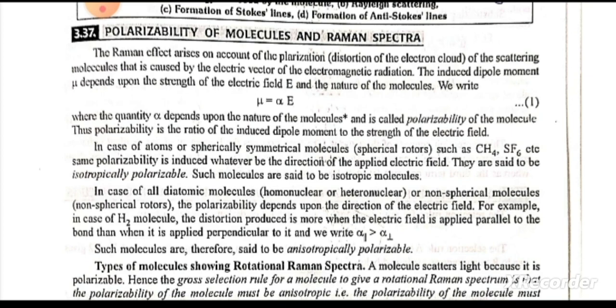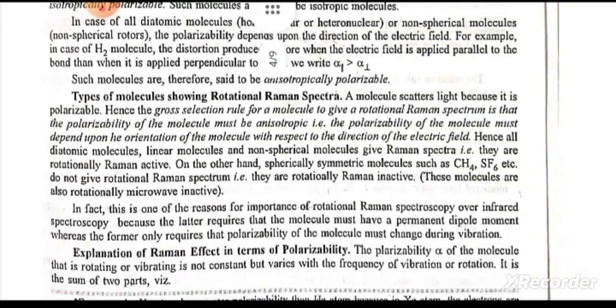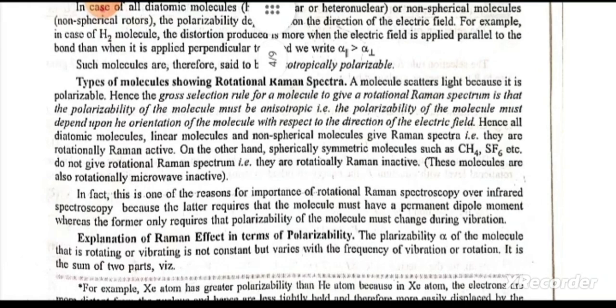Such molecules are therefore said to be anisotropically polarizable. These are the type of molecules showing Raman spectra, rotational Raman spectra: a molecule scattering light because it is polarizable. Hence, the gross selection rule for a molecule to give a rotational Raman spectrum is that the polarizability of the molecule must be anisotropic. That is, the polarizability of the molecule must depend upon the orientation of the molecule with respect to the direction of the electric field.